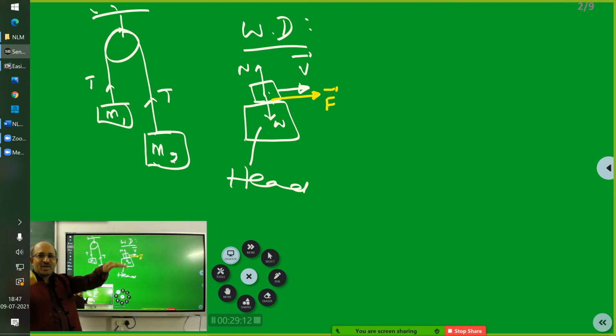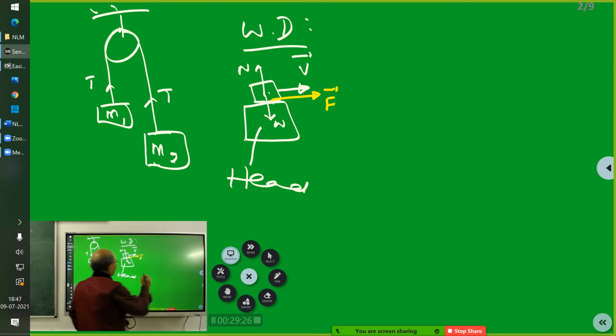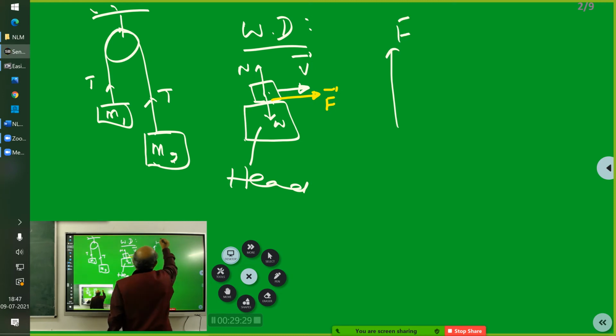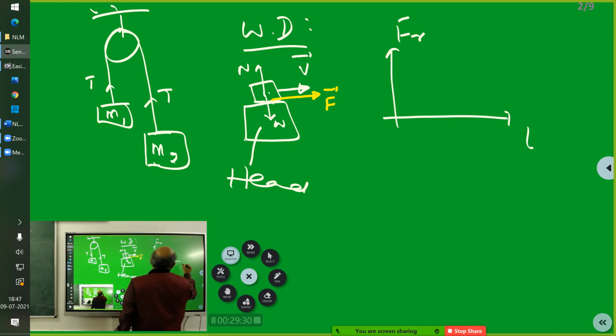Now when my head was moving, is there any friction? See, now there is no friction. Now see, the moment my head starts moving, there is friction. But afterwards, will there be friction again? See, I will draw the friction versus time.